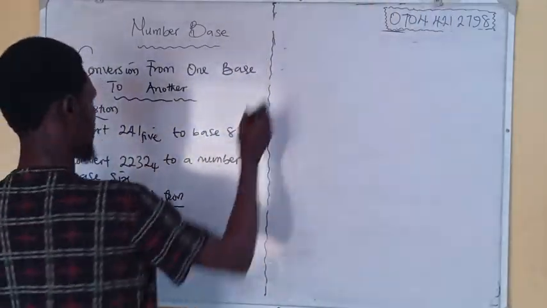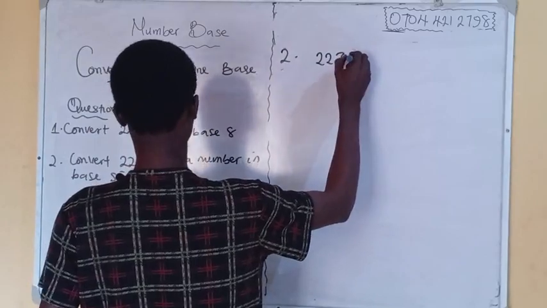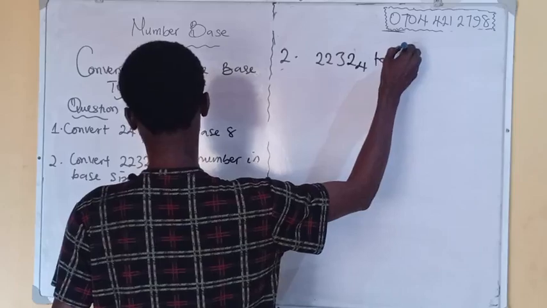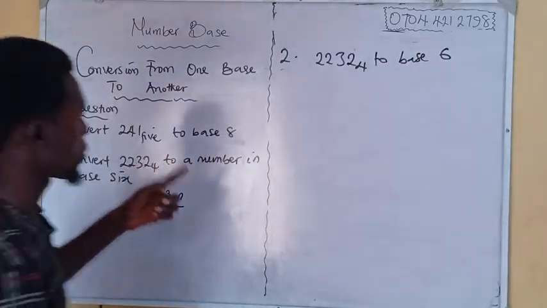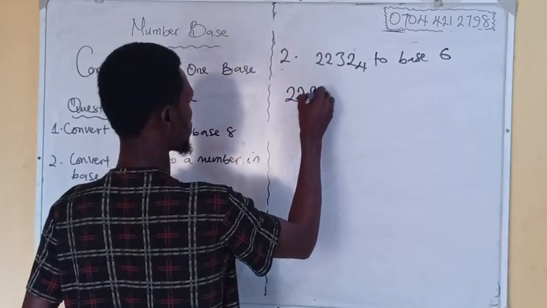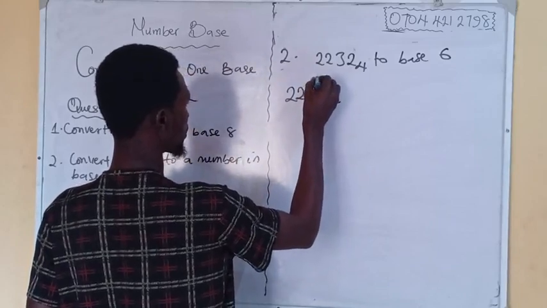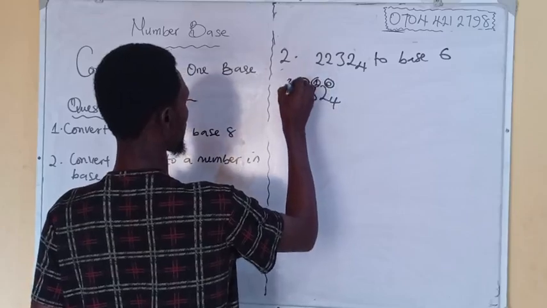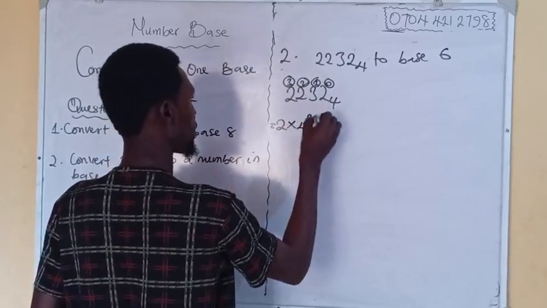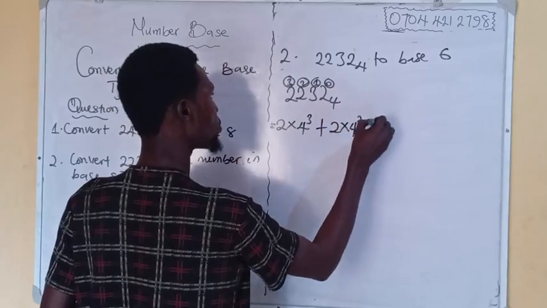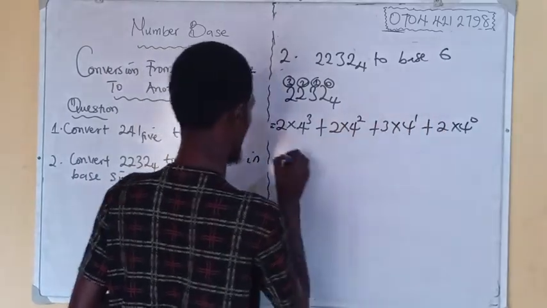What we have next here is to convert 2232 base 4 to base 6. Okay, so what we have to do, we still need to follow those steps and identify the power. The power here is 0, the power here is 1, the power here is 2, the power here is 3. So you have 2 times 4 raised to power 3 plus 2 times 4 raised to power 2 plus 3 times 4 raised to power 1 plus 2 times 4 raised to power 0.